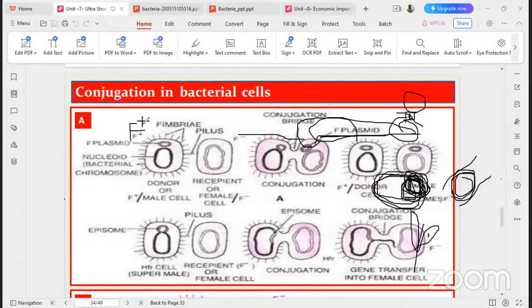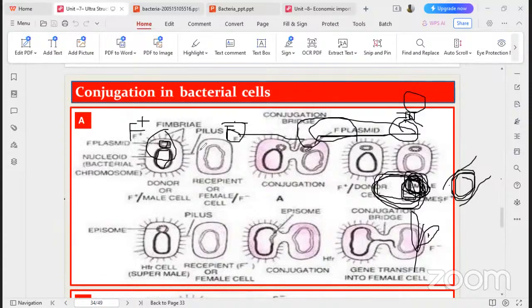The organism in which the plasmid is present, we call it F plus. If the plasmid is absent, we call it F minus. Here, genetic exchange is taking place only in the plasmid genes, not the actual genetic material being exchanged from one to the other. Only the plasmid genes are exchanged.